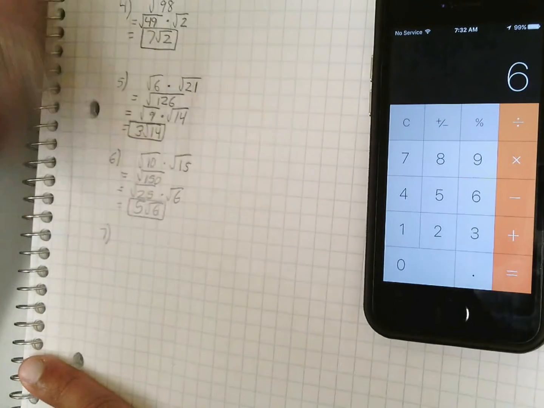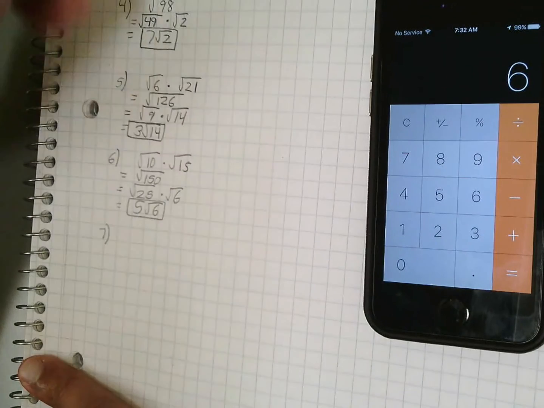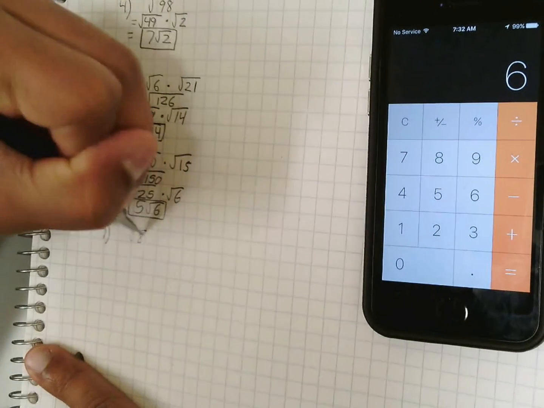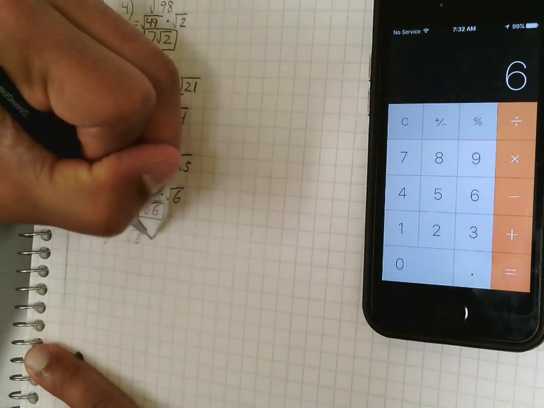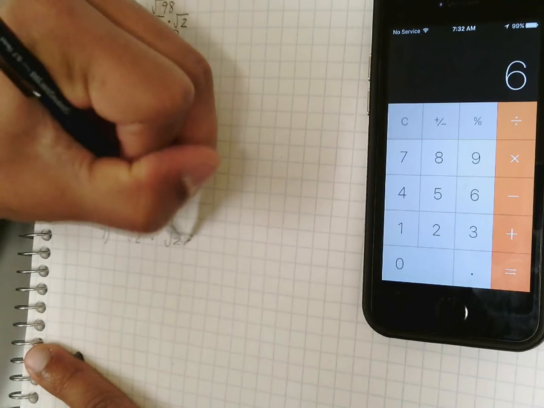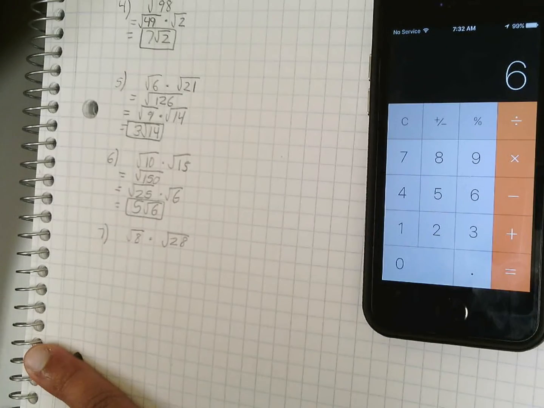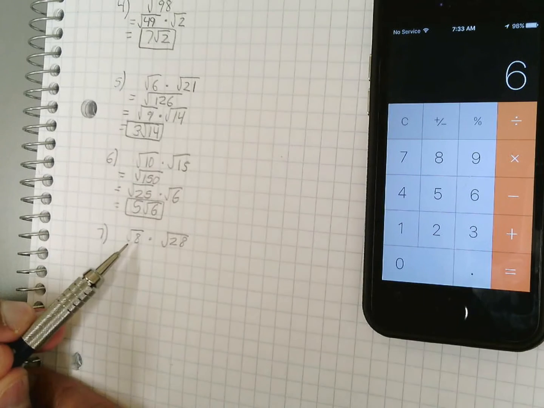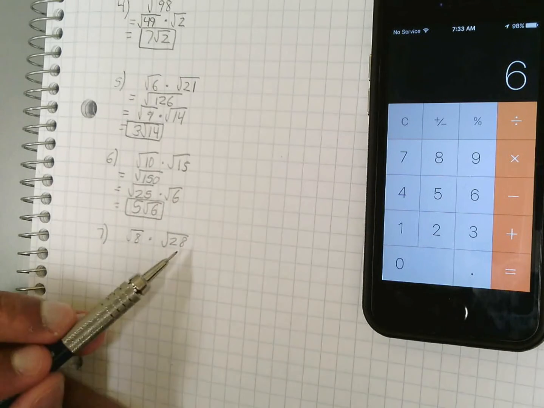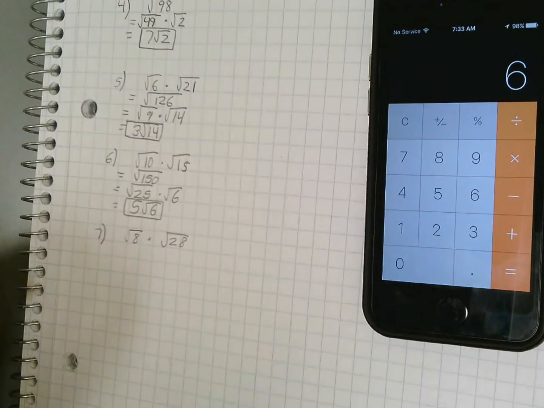Let's do one more. Square root of 8 times the square root of 28. Okay, there's a couple ways I could do this, because I look and say, hey, the square root of 8 I can simplify, because 8 is divisible by 4. And same with 28. 28 is divisible by 4.